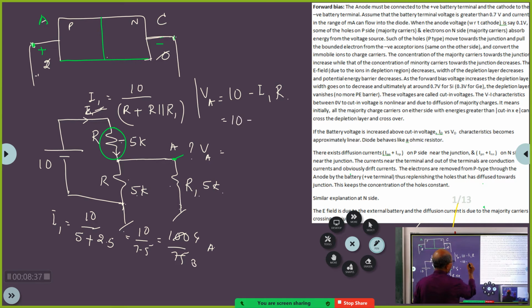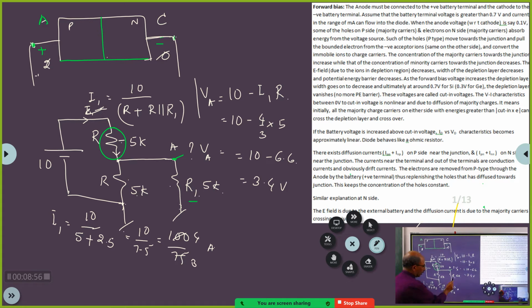So this will be 10 minus 4 by 3 amperes into R, 5K. So this becomes 10 minus 4 fives are 20, 20 divided by 3, approximately 6.6. So this will be 10 minus 6.6, which is approximately 3.4 volts. Correct? So the moment you connect this, the voltage will not be 5 volts, it will be about 3.5 volts. Because this is loading this circuit. Got it? Now, why I am giving you this example, you will understand this.